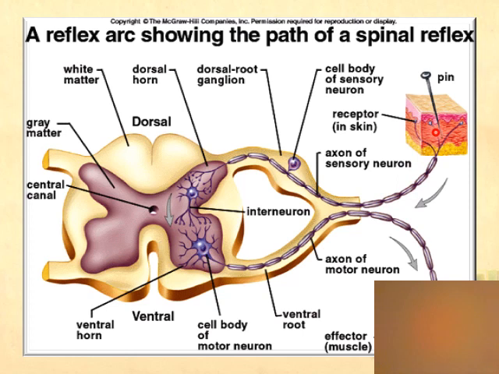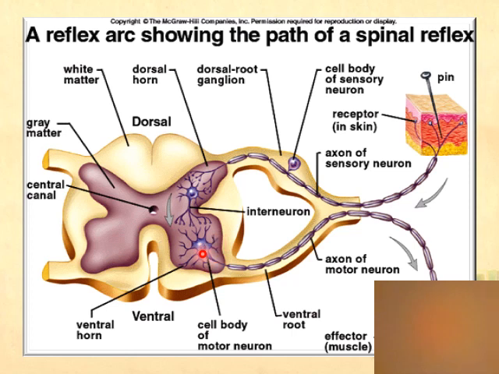The dendrites are going to take the sensory message, and it enters the cell body of the sensory neuron, and then it will be taken by the axon to the interneuron, which is inside the spinal cord, which is going to transfer this information to the cell body of the motor neuron, which is inside the spinal cord also, but at the ventral or anterior side.